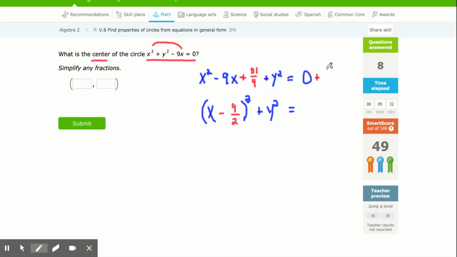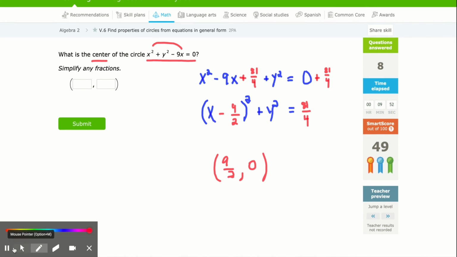And then I actually have to add that into the other side. So I added it to both sides. Luckily, the one side is 0, so it makes it easy, 81/4. I really don't need to know what the radius is, though, because it's asking for the center. I can see what my center is. My center is an x value of 9/2, because remember, it's the opposite of what you see, and a y value of 0, because I'm not adding or subtracting from the y value.